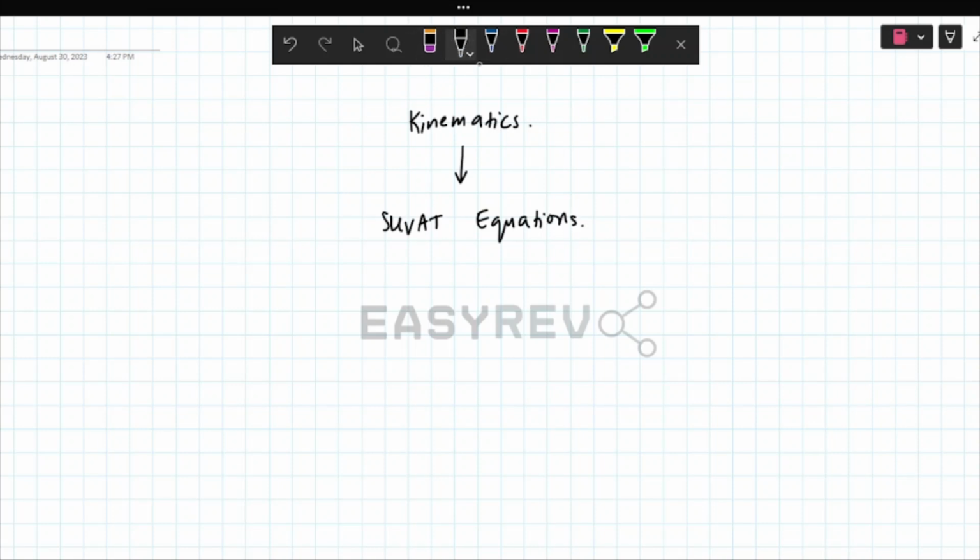Now, before we can dive into those kinds of conceptual questions one after another, we should first review what these equations entail. We remind ourselves that these Suvat equations basically represent a set of equations that we apply for motion, wherein the object is moving with constant acceleration.